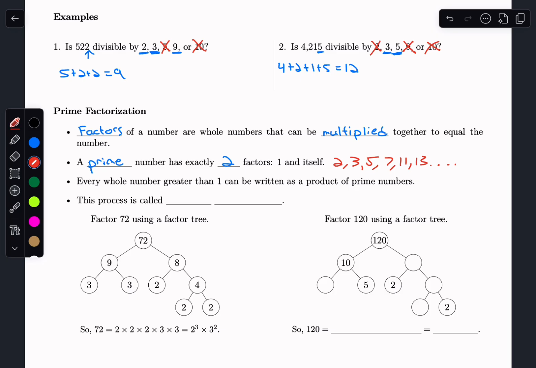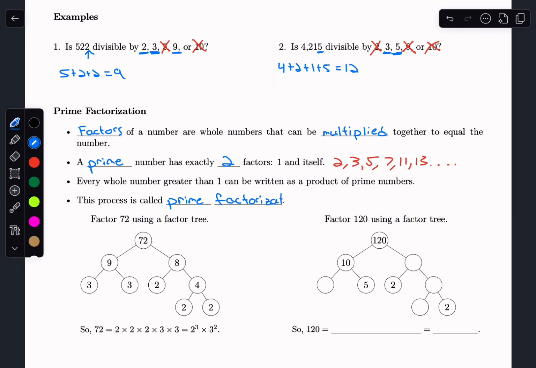Hopefully, we're never going to have to think too hard about anything above 11, but realistically, we could use any prime numbers as factors to make new numbers. Every whole number greater than 1 can be written as the product of prime numbers. This is the key to what we're about to be doing. Every number can be broken down into the product of prime numbers. And so what we're going to do is create a prime factorization. And prime factorization is just us breaking down a number into all of its prime factors.